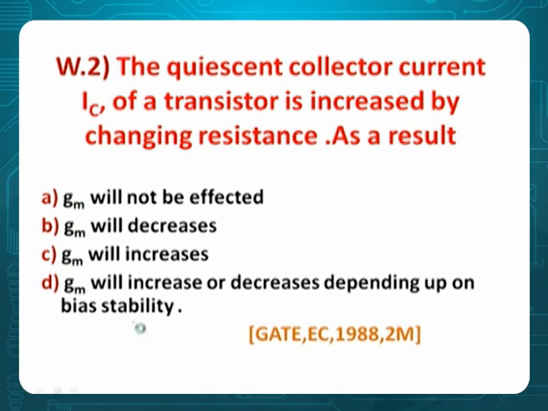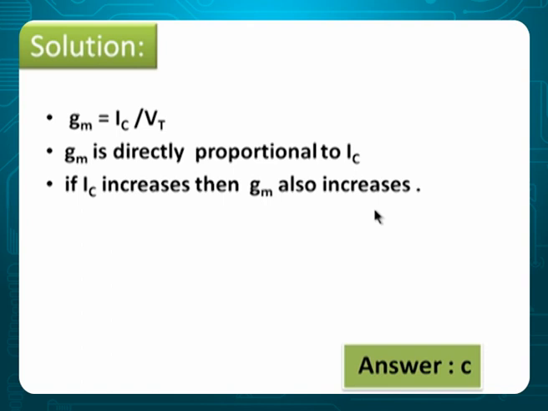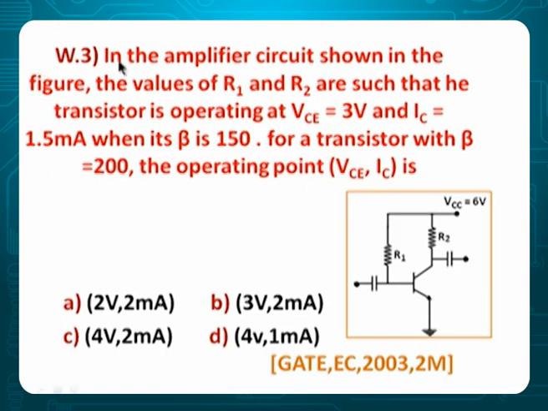Question number 2. What is GM? GM is generally given by IC by VT. GM is directly proportional to IC. If IC increases, then GM should also increase. Therefore, option is C. If IC increases, this also increases.